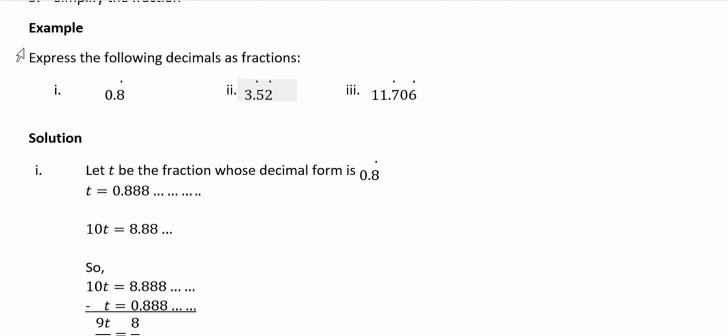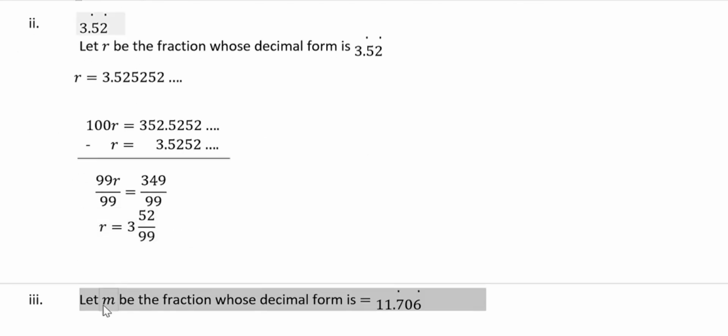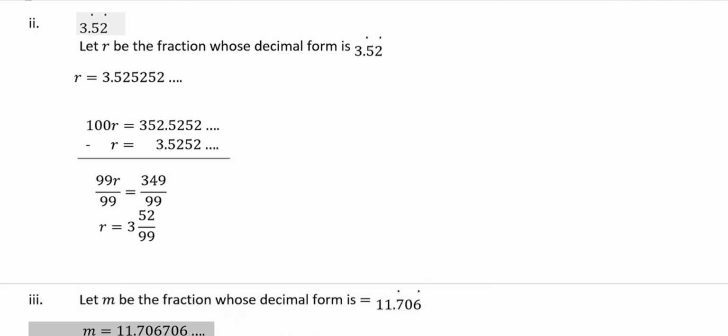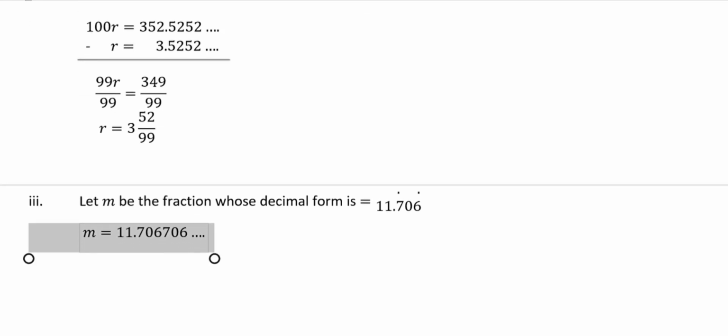So to work that out, we would say let any letter, in this case M, be the fraction whose decimal form is 11.706 that we have up there. So that means M is 11.706706, like that, because those are the three numbers recurring. Then you ask yourself, what can I multiply by this so that one set of the recurring digits, which are 7, 0, and 6 in this case, come before the decimal point?